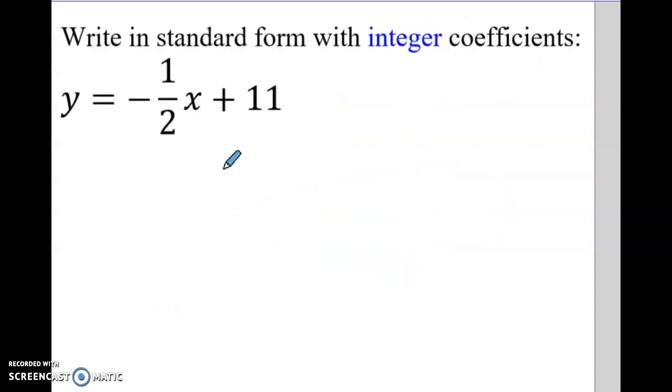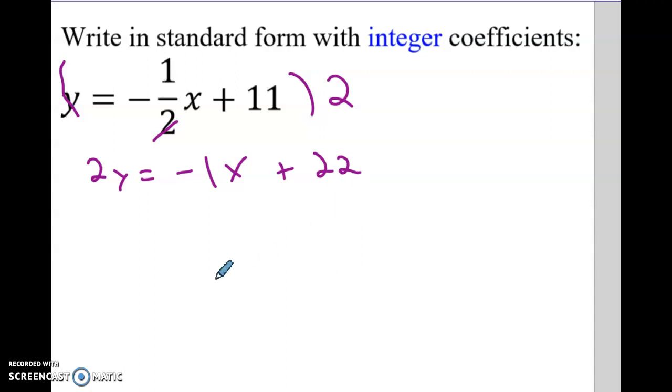All right, one more for you to practice. Pause the video and then I'll go through it with you. All right, here we go. Again, I would deal with the fraction first, 1 divided by 2. If I want to get rid of divide by 2, I just take everything times 2. So 2y on this side, and on the other side, this would become negative 2 over 2, which reduces to negative 1. This divide 2 cancels with that multiply 2. Then 11 times 2 is 22.